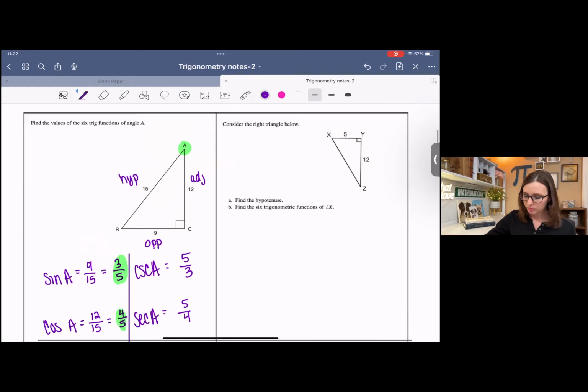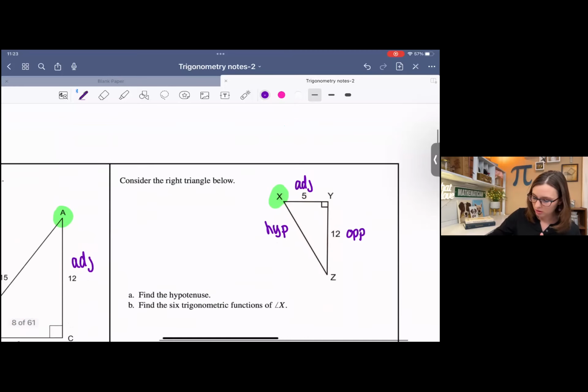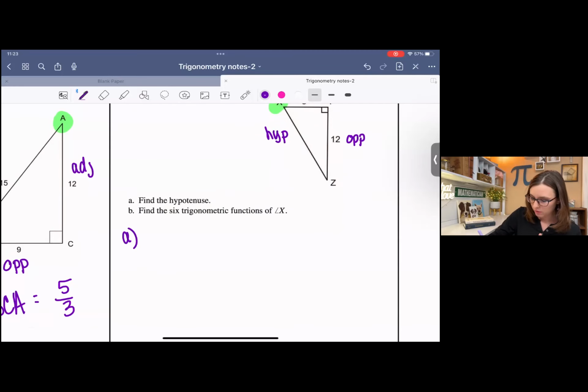In the next example, it is a right triangle, and we need to find the 6 trig functions. Now, what are we talking about? Angle X. That's kind of my reference point. I am given the opposite, the adjacent, and there's no hypotenuse. Well, there is a hypotenuse, but I'm not given the hypotenuse measure. So that means that before I can even set up my trig functions, I have to find the hypotenuse. And that's going to be very simple. We're just going to use the Pythagorean theorem. 5 squared plus 12 squared equals c squared.